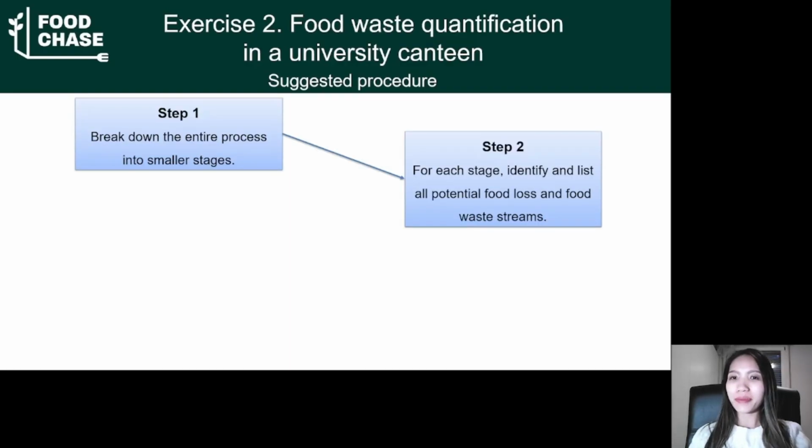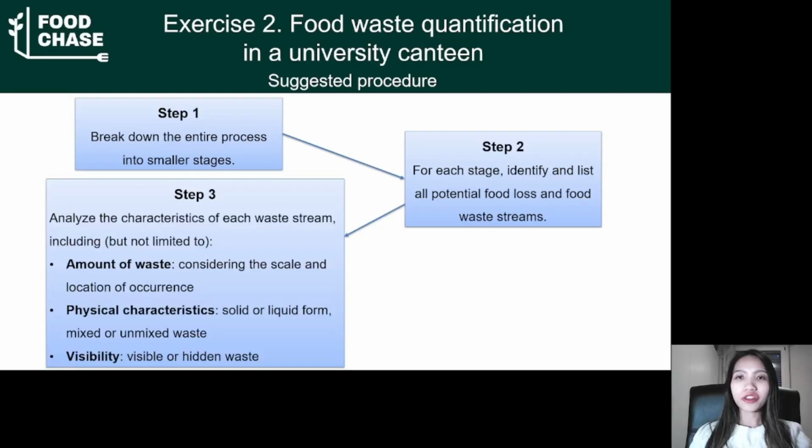The second step is, for each stage, you must identify and list all potential food loss and waste streams. The third and the most important step is the analysis of the characteristic of each waste stream, including amount of waste. We consider the scale and location of occurrence.